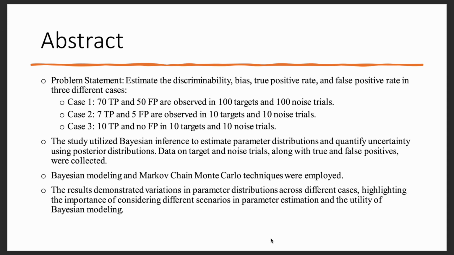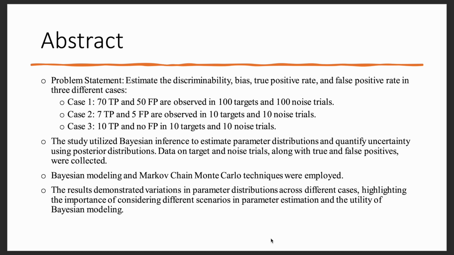The first case consists of 70 true positives and 50 false positives, which are observed in 100 targets and 100 noise trials. The second case consists of 7 true positives and 5 false positives, observed in 10 targets and 10 noise trials. And case 3, which is similar to case 2, has 10 true positives and no false positives in 10 targets and 10 noise trials. The rest will be explained by my teammates.